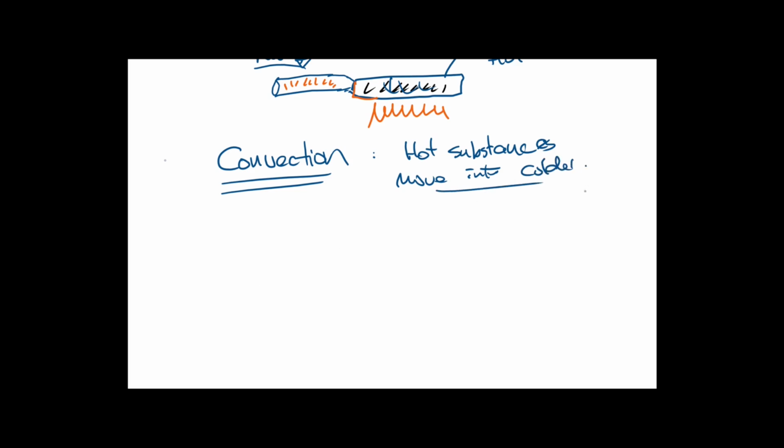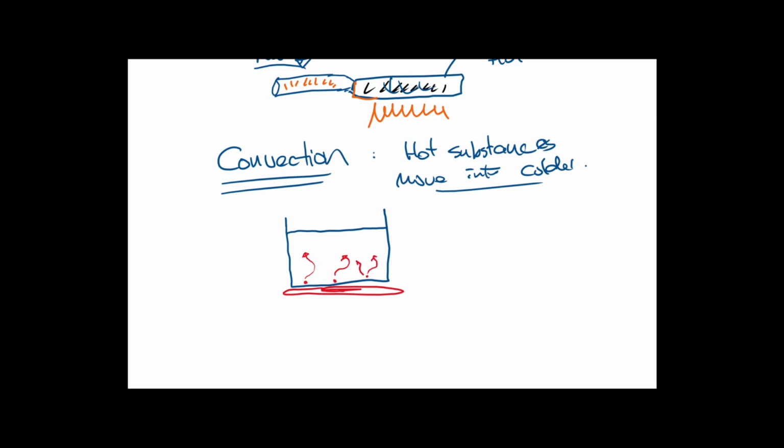Thereby transferring heat from the hot substance to the cold substance. So if you have a glass pan and we put water in it, and then we put it on an element on your stove, and we turn the element on, what's going to happen is that the water down here is going to get hot first. But then this hot bit is going to move up as it wants to occupy more space.